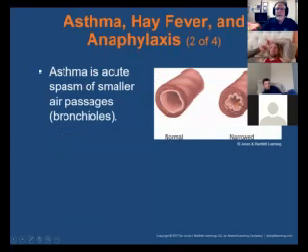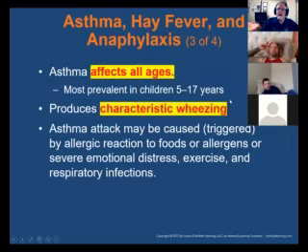Asthma. In asthma, there's a normal bronchiole. You have a narrowed bronchiole because of spasm of the smooth muscle around the bronchiole, and then also mucus obstructing the inside.